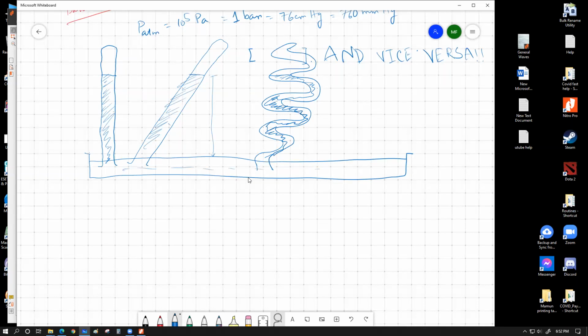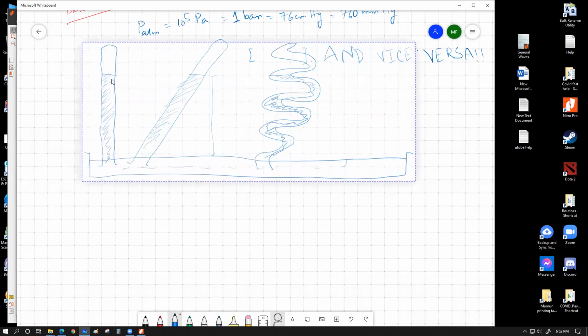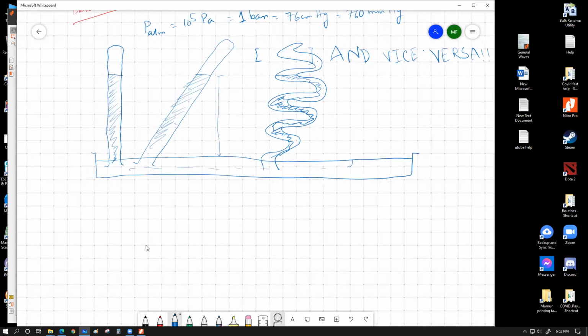Last information, if we place a test tube that has a smaller height than 76 centimeters, for example, if we take this test tube and start to tilt this to the right. Let me try to select this. Can I select this only? No, I cannot. Okay, wrong attempt.